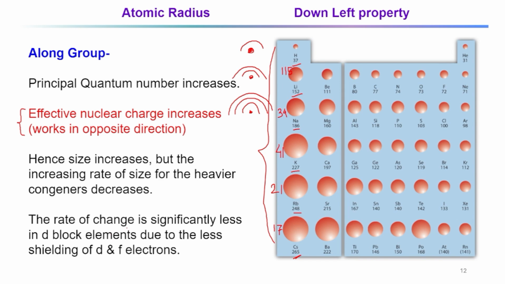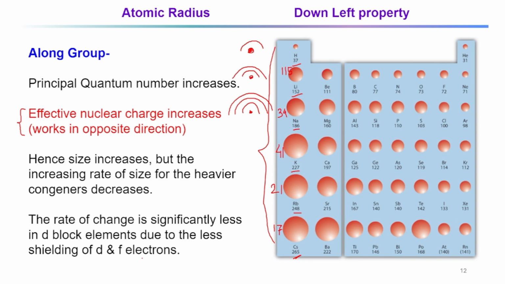The rate of change is significantly less in d block elements due to the less shielding of d and f electrons. Another factor is when you consider the d block elements, as I told you in the previous lecture, that d electrons and f electrons are more diffuse in nature, they have lesser shielding property, so the nucleus attracts the electrons much more. Now if you put in more and more protons, more and more electrons, still the attraction remains almost the same, and because of that the rate of change in side by side elements is small. That I will show you.